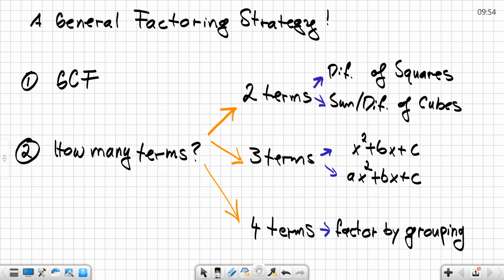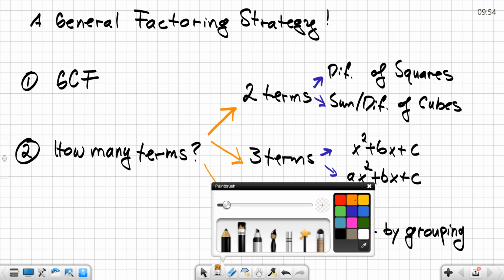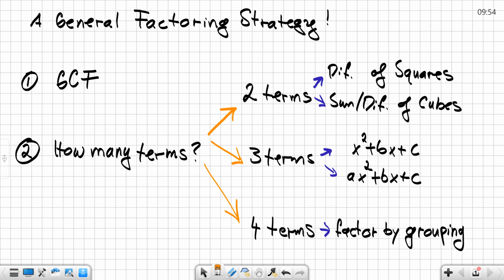We are now trying to find a general factoring strategy. So, in other words, when I'm looking at a polynomial, how do I know what kind of method I have to use when I want to factor the polynomial? The first thing that we are always going to do is look for a common factor in all of my terms. So the GCF will always be number 1. Always do this first before you attempt any other methods.